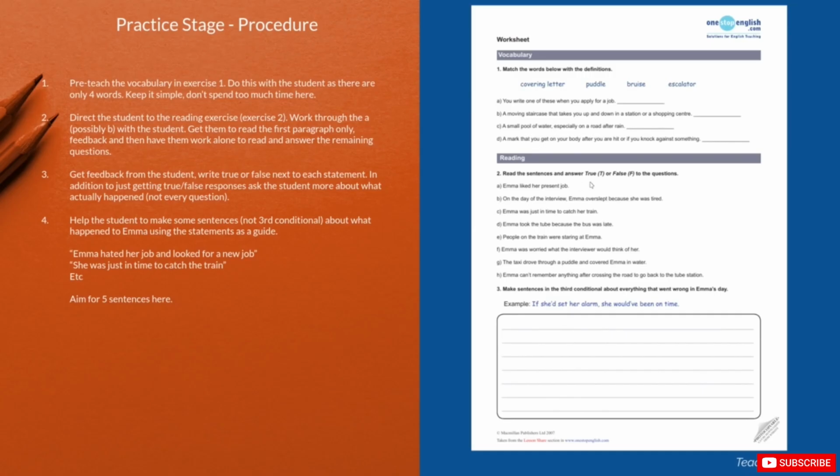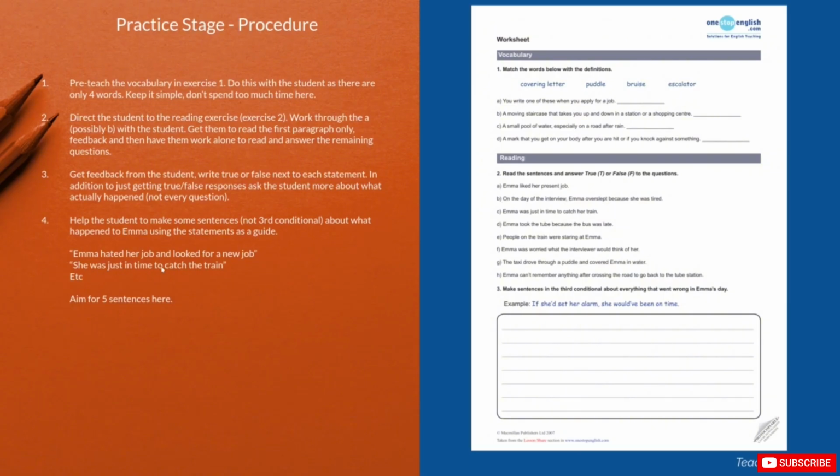So the reason we wrote true or false next to these is so when we look at it, we know, is this sentence true or false? If it's false, like this one here, Emma liked her present job, we can get this sentence from it. Emma hated her job and looked for a new job. There's a why here. What did she do because she hated her job? What else do we have? She was just in time to catch her train. Emma was just in time to catch her train. Now this one's true, so we can directly take this sentence.